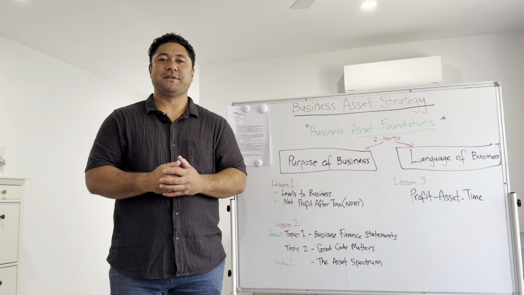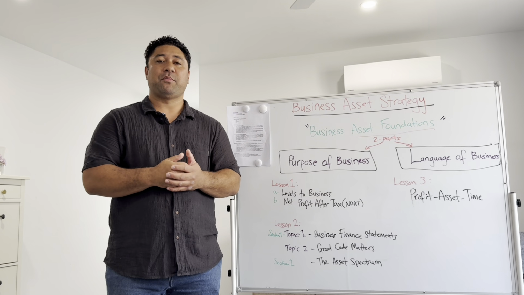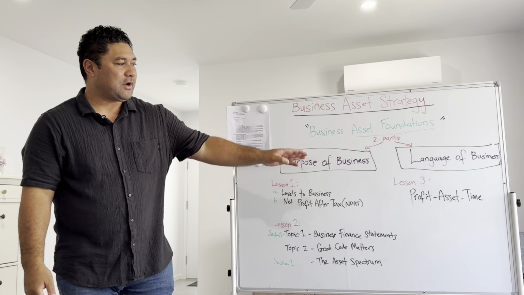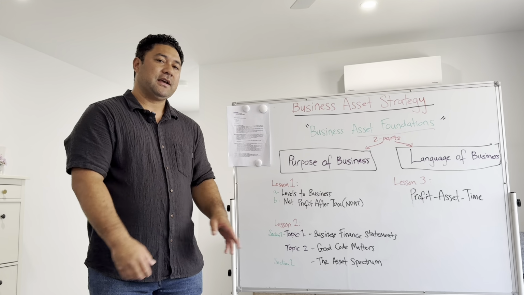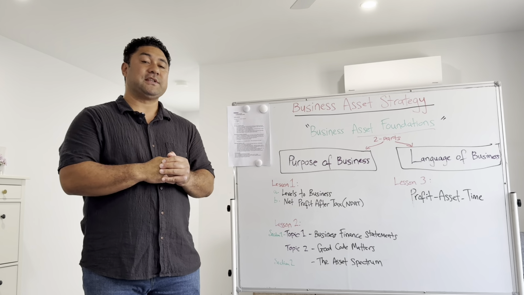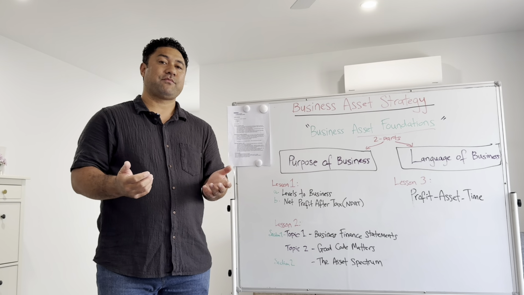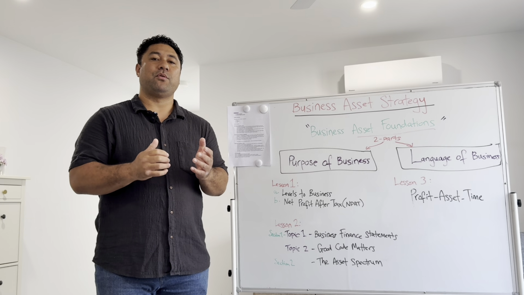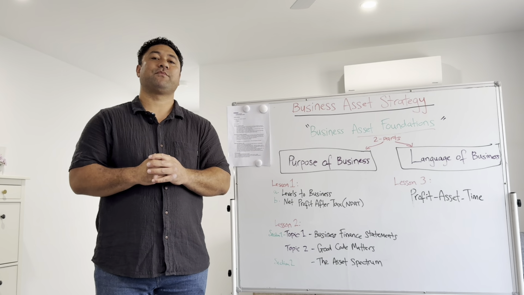Hey guys, welcome to Business Asset Foundations. This course is broken up into two parts: the purpose of business and the language of business. Between these two, we've got 3 lessons. As you can see, you've got levels to business and net profit after tax in the first lesson. Second lesson, we've got business finance statements, good code matters, and the asset spectrum. And then you've got the last one there, a very short part of the course, but a very important one that cements the whole concept in simple terms: profit, asset, time.